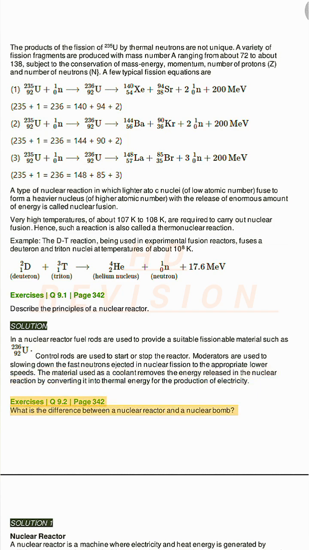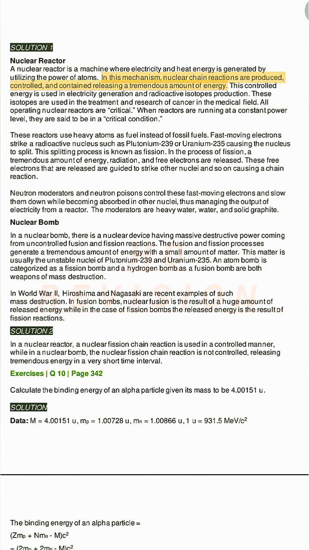Exercises Q9.2, page 342. What is the difference between a nuclear reactor and a nuclear bomb? Solution. 1. Nuclear reactor. A nuclear reactor is a machine where electricity and heat energy is generated by utilizing the power of atoms. In this mechanism, nuclear chain reactions are produced, controlled, and contained, releasing a tremendous amount of energy. This controlled energy is used in electricity generation and radioactive isotopes production. These isotopes are used in the treatment and research of cancer in the medical field.